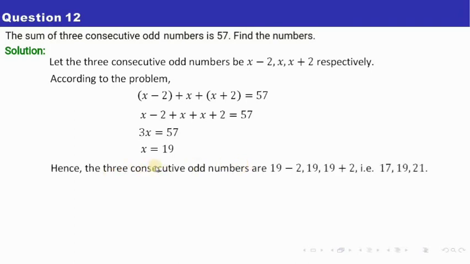Therefore the 3 consecutive numbers will be 19 minus 2, because it is x minus 2, then 19, and 19 plus 2. So what is 19 minus 2? It is 17, then 19, and 19 plus 2 is 21. So these are the 3 consecutive odd numbers whose sum is 57. Alright, you may pause the video to note down.